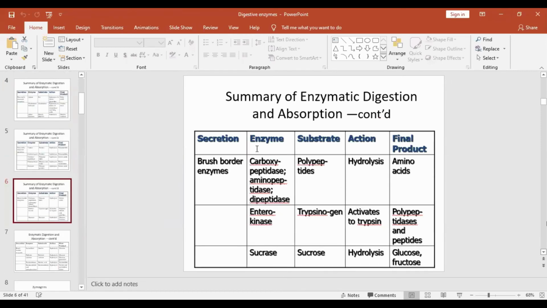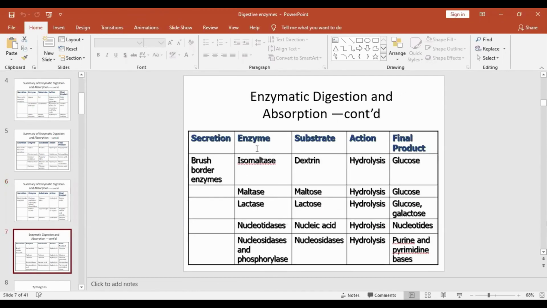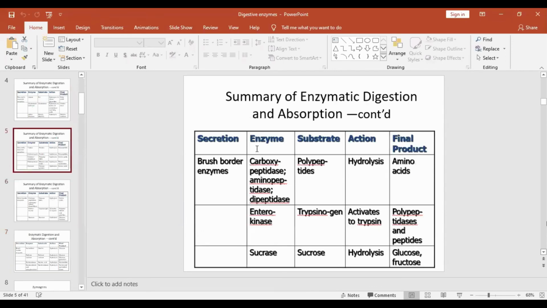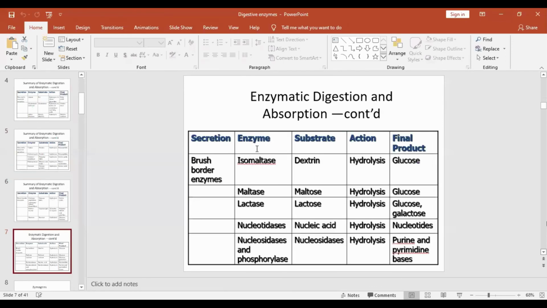Similarly, the brush-border enzymes are there: carboxypeptidase, aminopeptidase, and dipeptidase, and they act on the polypeptides to give the final product of amino acids. Enterokinase helps in the activation of trypsinogen. After that, different enzymes like isomaltase, maltase, nucleotidase, and others are also brush-border enzymes.